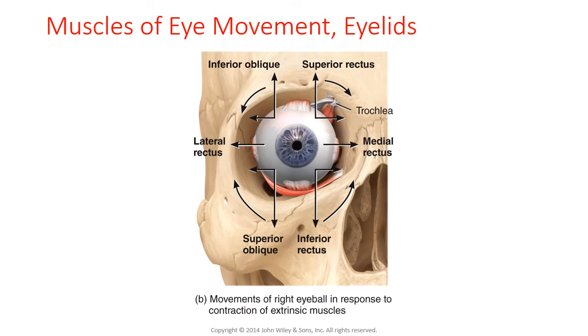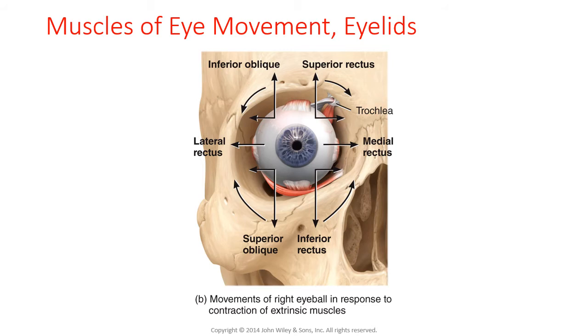Okay, so again, there's a nice little chart here to give you a good idea of which muscle does which particular action. So you can see the superior oblique is going to bring it from the inferior arc, the inferior oblique is going to bring it from the superior arc, from the medial to lateral, and of course you have the 4 rectus muscles: superior, inferior, and medial and lateral.